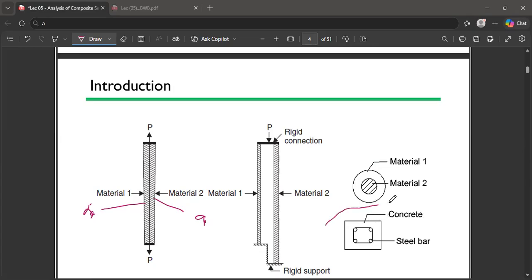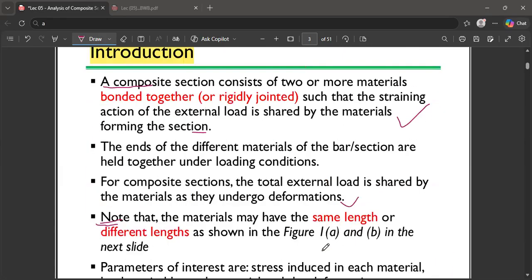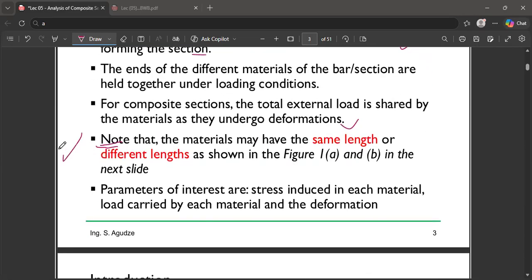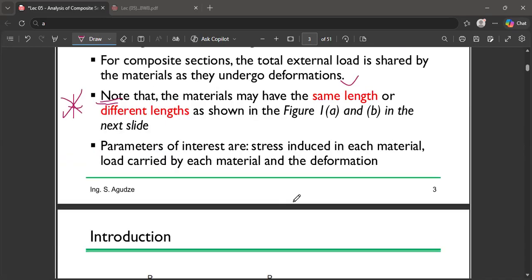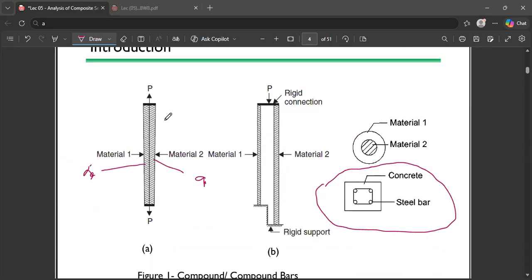An example is the concrete we cast at site. You realize that there is always steel in the middle, and then we cast the concrete around it. That can also be called a composite section. So I want you to note that the materials may have the same length or different lengths, as shown in the figure. Over here they are made of the same length, but over here they are made of different lengths.